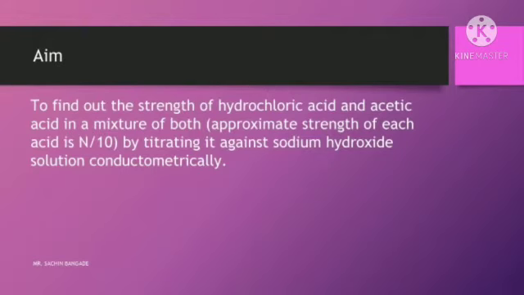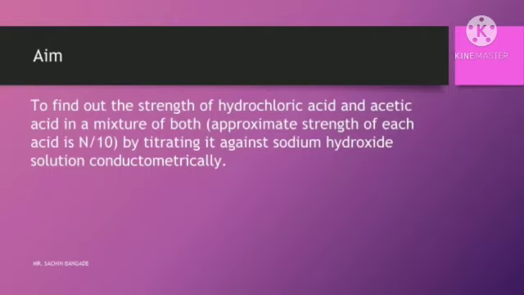Today we will start a new experiment. We find out the strength of hydrochloric acid and acetic acid in a mixture of both by titrating it against sodium hydroxide solution conductometrically. Aim: to find out the strength of hydrochloric acid and acetic acid in a mixture of both. The approximate strength of each acid is N/10, by titrating it against sodium hydroxide solution conductometrically.